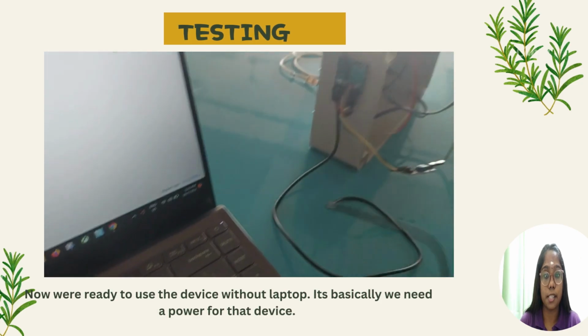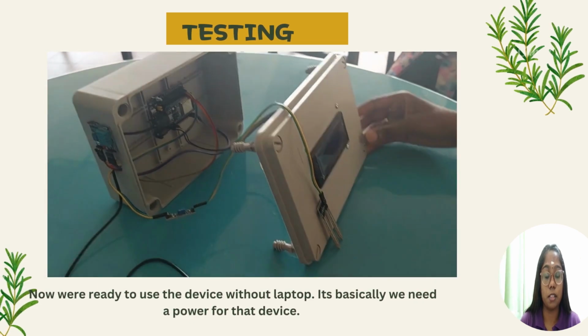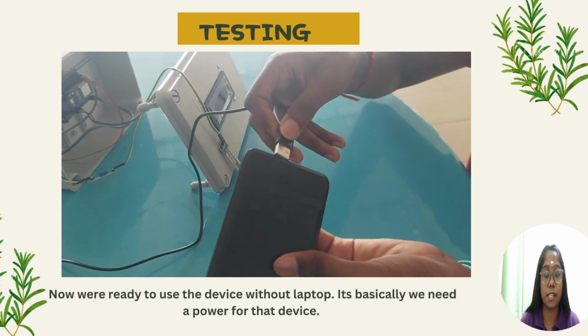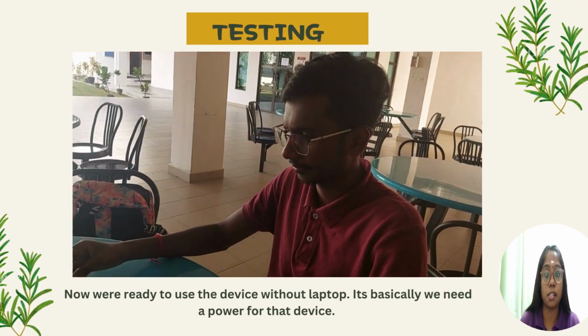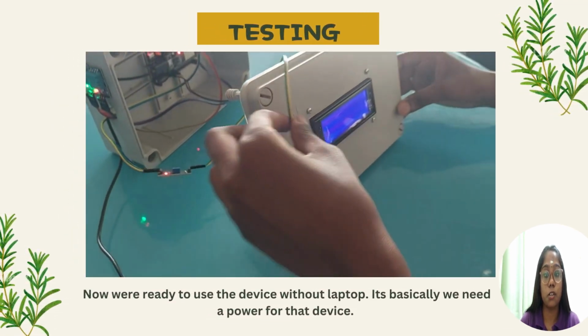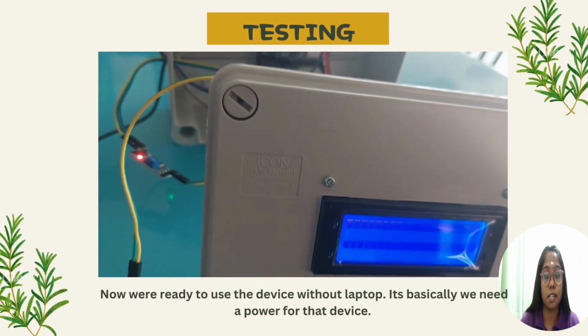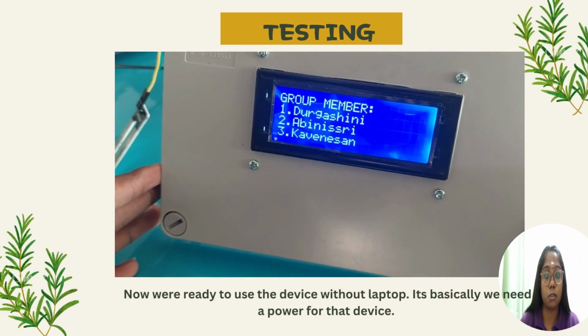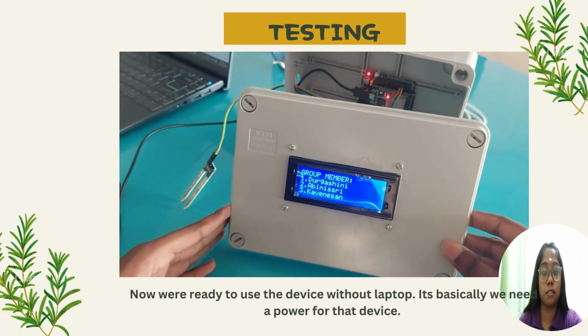From this part of testing, we already transferred the code to the prototype. So we need to use the device without a laptop. Basically, we need a power bank for that device. The gardener does not need to carry the laptop everywhere every time, which is hard for them. So they can use the power bank to monitor and track the health of their tropical plants.